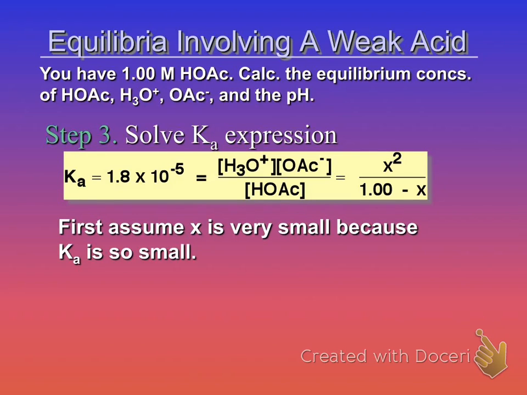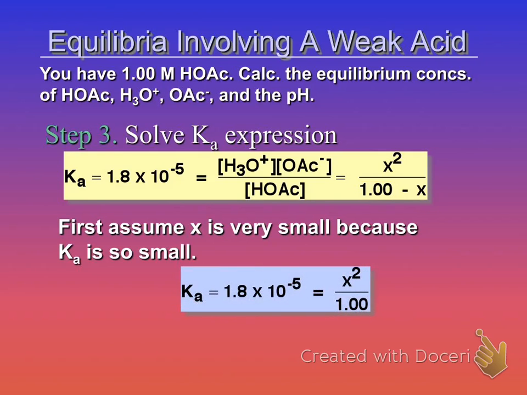First, let's go ahead and assume that x is very small. We can usually do this. If you look at Ka, it's really small, okay? And this is a weak acid, so we should be able to think that there's not going to be a whole lot of dissociation going on. So the acetic acid is going to remain pretty much close to 1.00 when all is said and done. So this x is going to have little effect on that. But we don't know that for sure. So again, we're going to assume that x is small because Ka is so small.